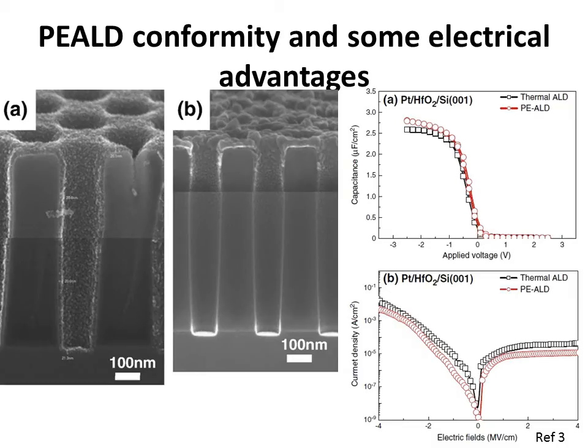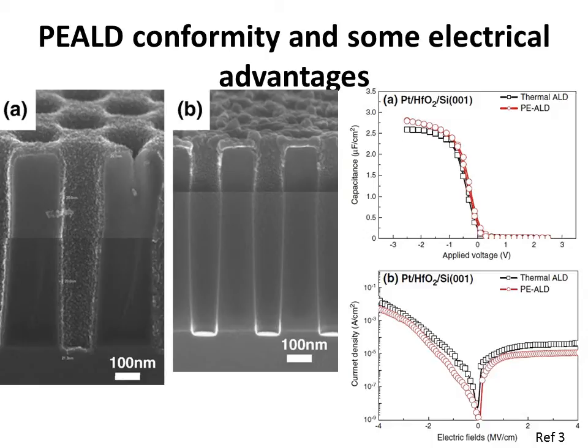PEALD suffers from conformity issues. The SEM images of the vias shown here exhibit excellent conformities for the thermal ALD in image A, while the PEALD in image B shows conformity that is much poorer. Poor conformity of PEALD is attributed to radical or ion recombination within the nanoscale vias. However, PEALD should not be discounted as a deposition method.